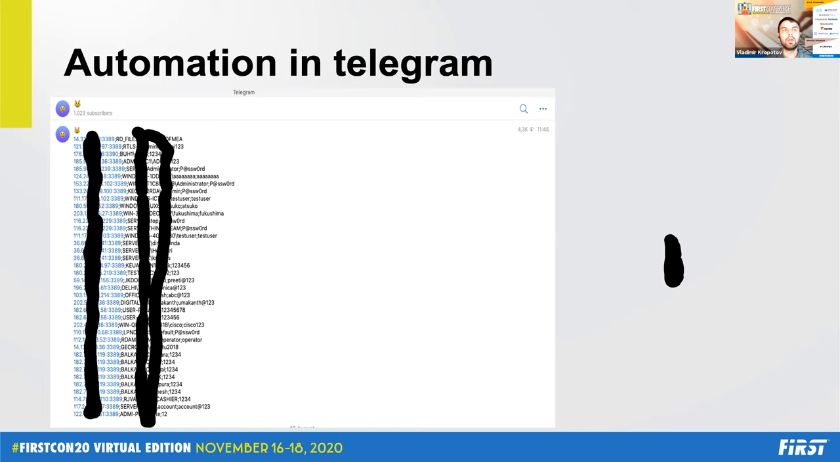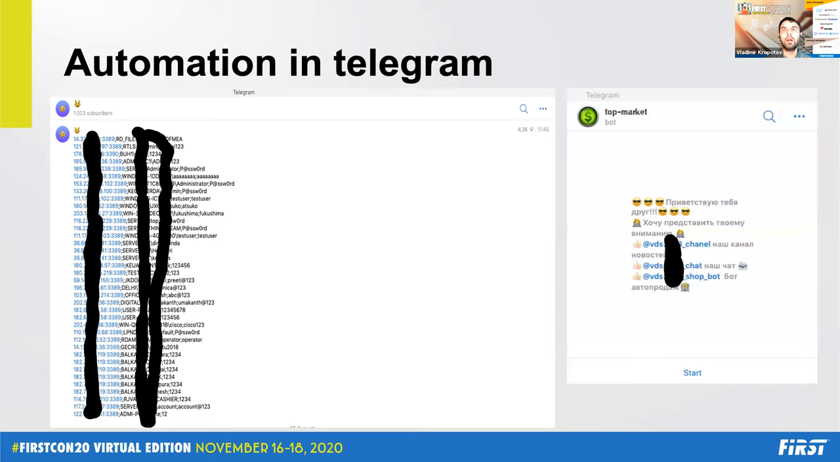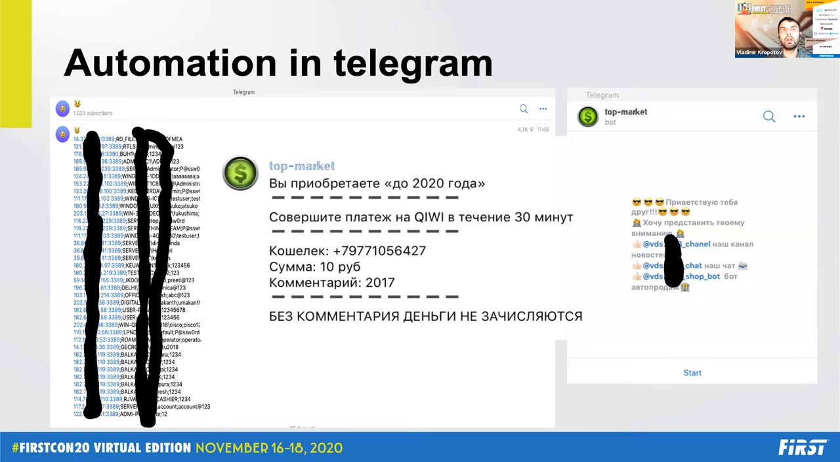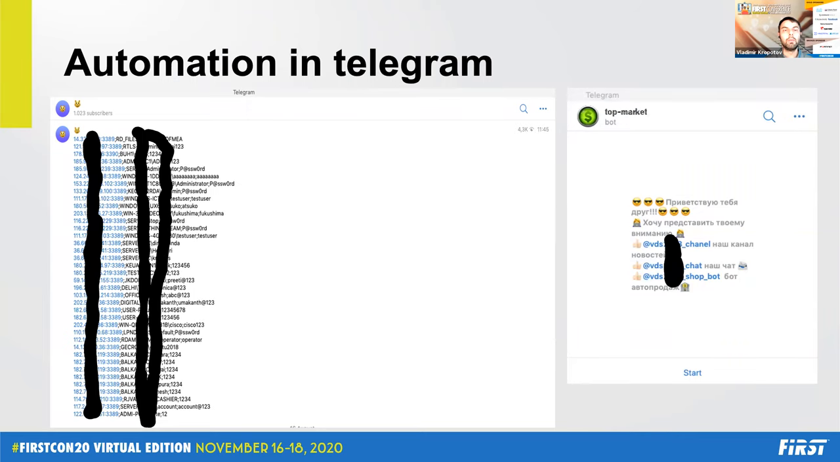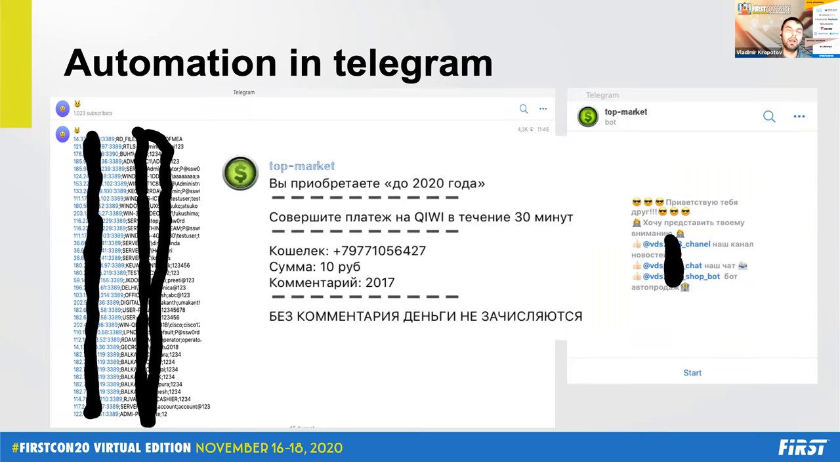In these bots, you can see advertisement of credentials just to show the credibility. And it is possible to choose many services like RDP access or VPS or other services. And to make a purchase, it's just necessary to send the money to a particular e-wallet with a particular comment.